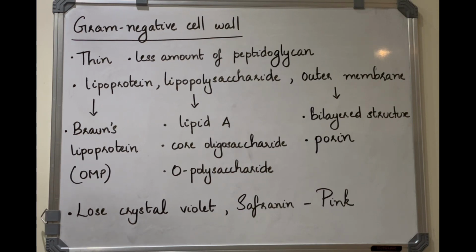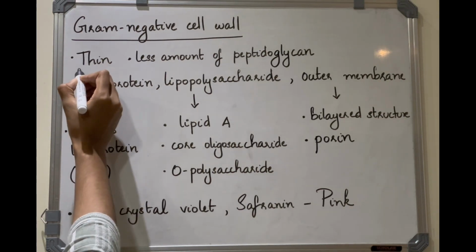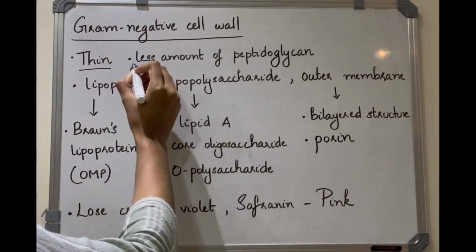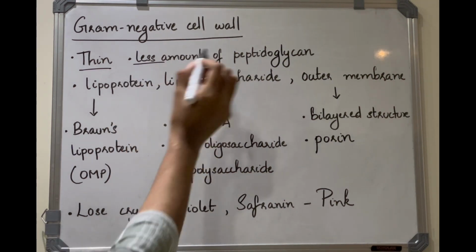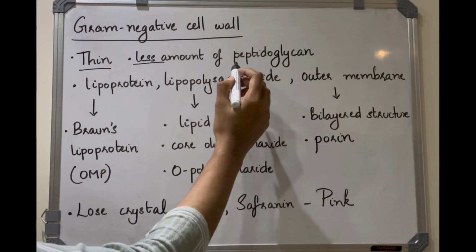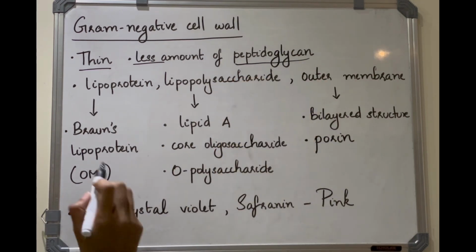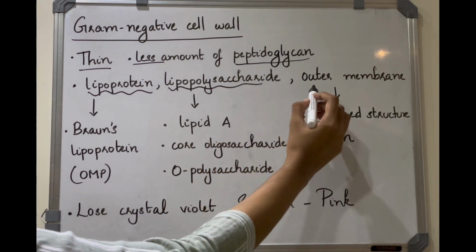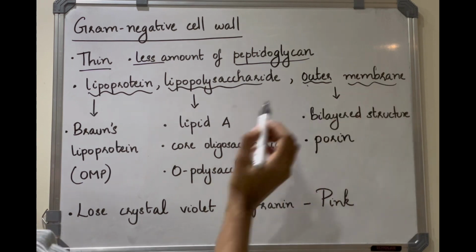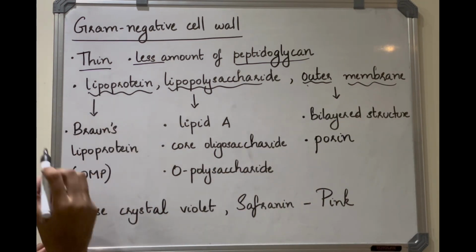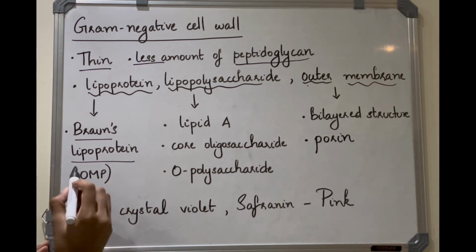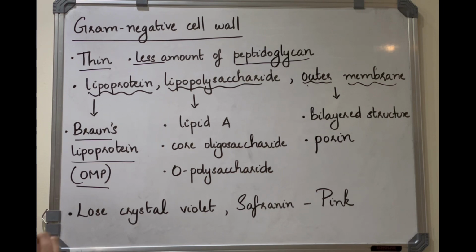Now the gram-negative cell wall. The gram-negative cell wall is thin and it contains a lesser amount of peptidoglycan. In addition to the peptidoglycan, it has lipoprotein, lipopolysaccharide and an outer membrane. The lipoprotein is mainly composed of Braun's lipoprotein. This Braun's lipoprotein is an outer membrane protein, and its function is to stabilize the outer membrane.